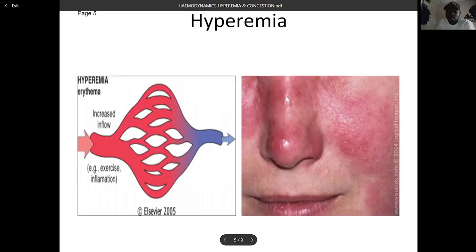So you could see this individual. It's an active process. So hyperemia is actually occurring. That's why the face is looking reddish, right? So there's increased blood flow. There's no obstruction. There's no active obstruction. So consequently, the area becomes reddish and usually warm to touch.